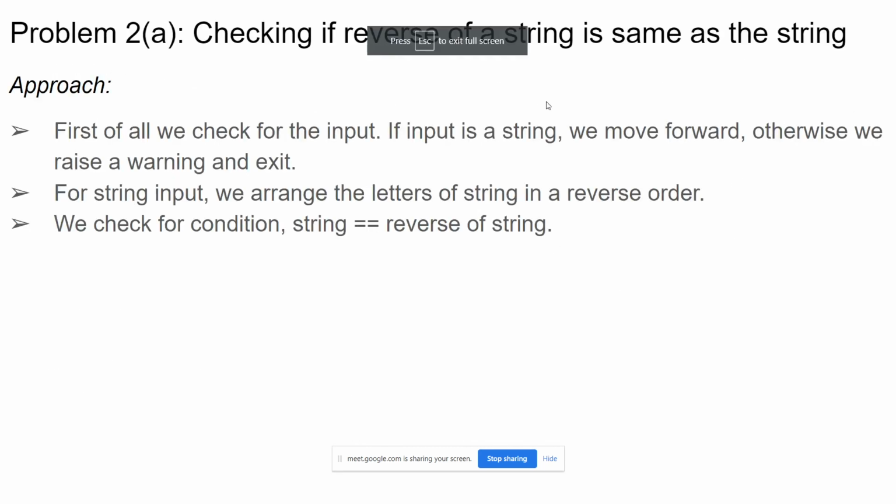So now our next problem will be checking if a reverse of the string is same as the string. I'm calling it problem 2a because it is connected to the coming problem. For that, we'll be following a standard procedure. First of all, we'll be checking whether the input is a string or not, and if it is a string, then we will proceed further to check whether the reverse of the string is same as the string or not.